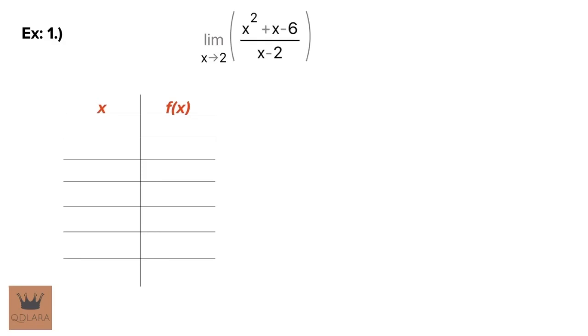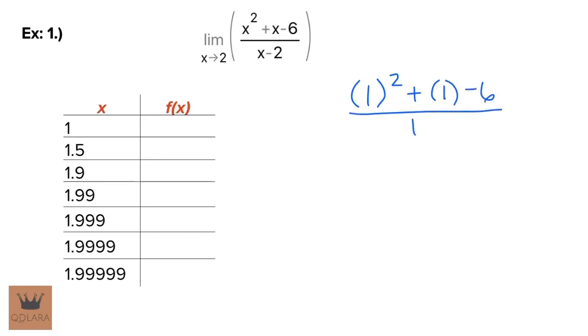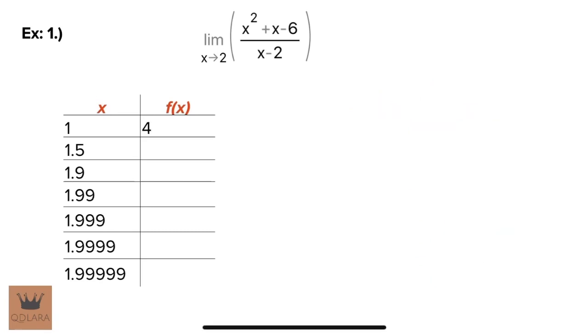So, kukuha tayo ng numbers na malalapit sa 2 pero mas mababa sa 2. Examples are 1, 1.5, 1.9, and so on. Then, by substituting values of x into the given rational function, we obtain f of x equal to 4 when x is equal to 1. We'll write that value in the table and do the same with the rest.